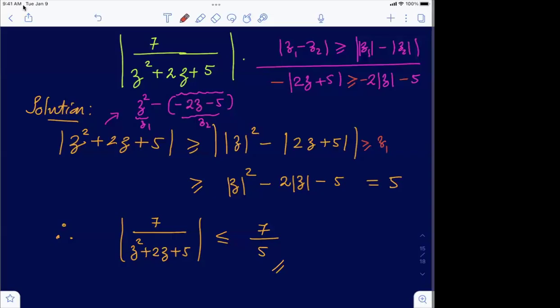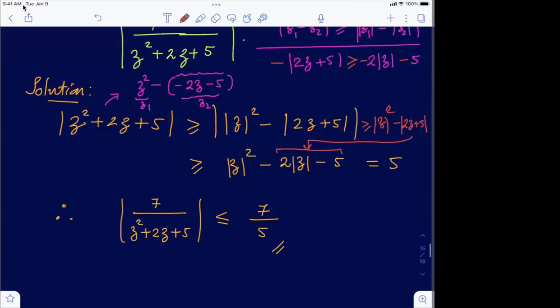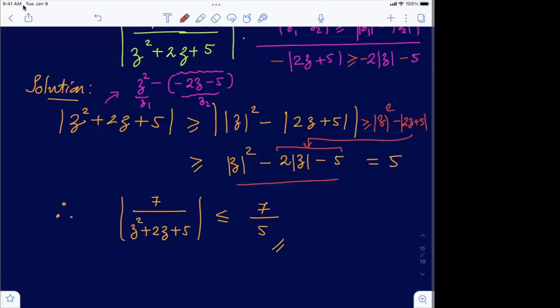Should be just z square minus 2z plus 5. Now we get this, right? So simply, I just remove these two outer modulus signs, and then I end up getting this. That's exactly when I would use the triangle inequality, not the reverse triangle inequality. It is the regular triangle inequality you're using in this computation, and that will result in this bound.